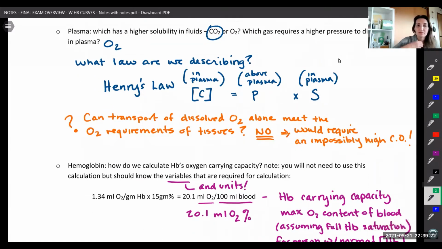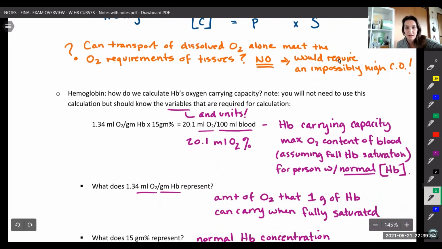So hemoglobin, in terms of the role it plays in increasing our oxygen carrying capacity greatly, you can ask, well, how do we calculate hemoglobin's oxygen carrying capacity? I noted that you're not going to need to actually do this calculation on the exam. You won't have to calculate hemoglobin concentration. You won't have to calculate the O2 content of the blood, but it's useful to know the variables and the units that are used in these calculations. So take note of that, and I have these noted here.